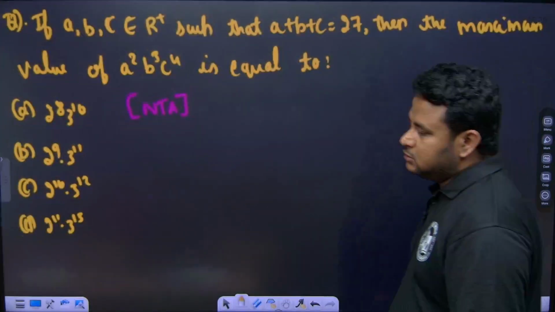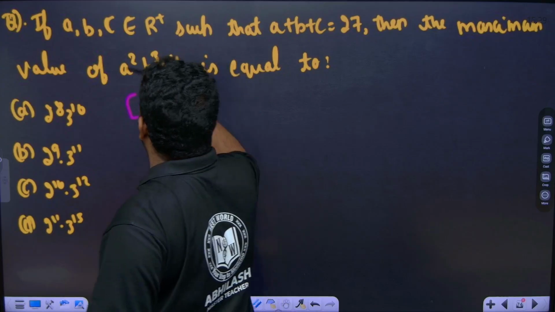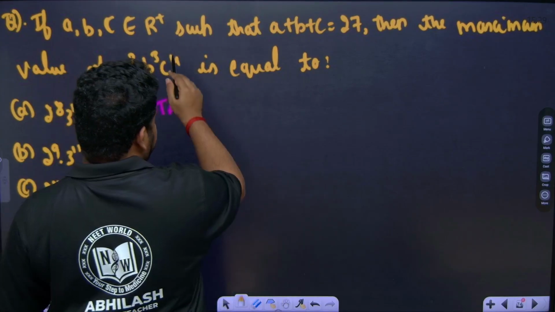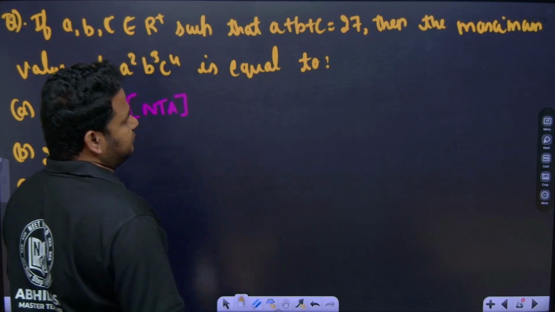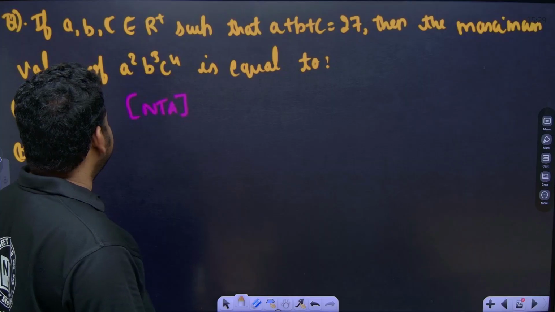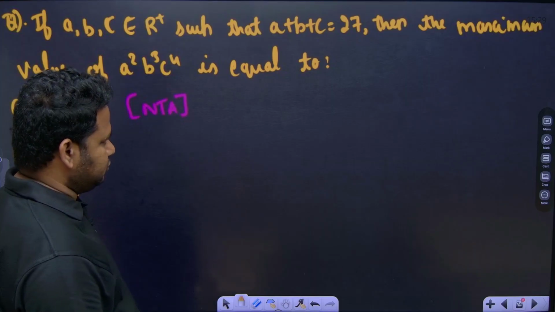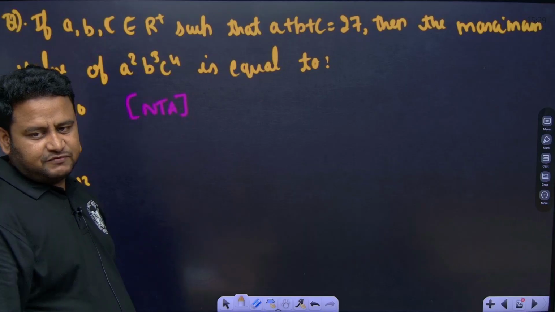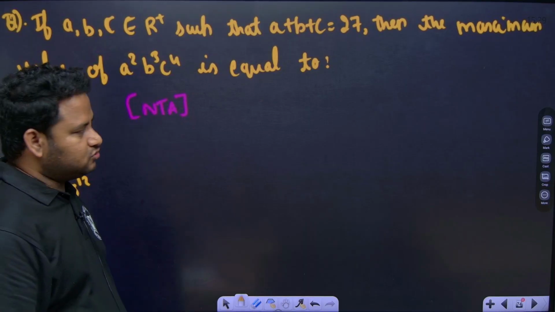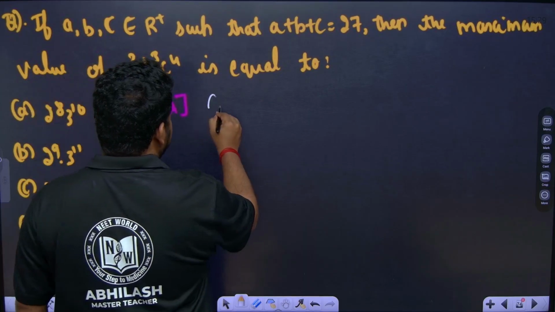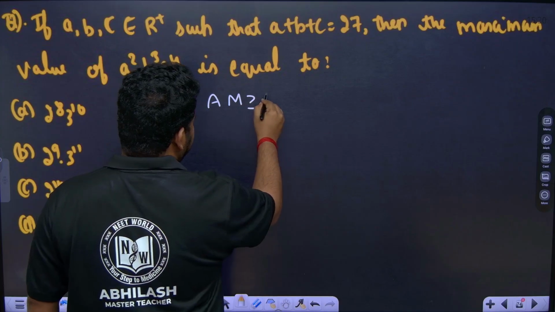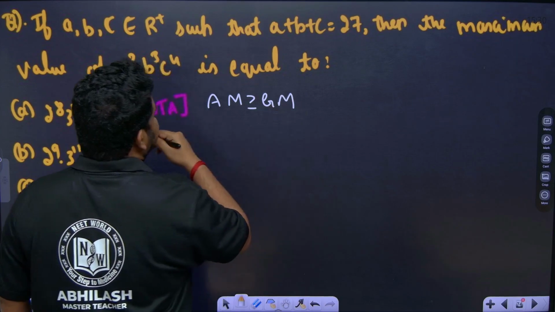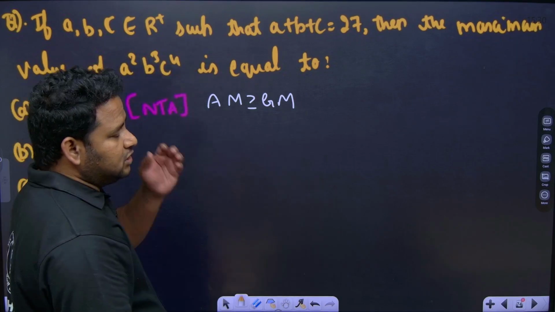Look at this. They are telling, if a, b, c belong to positive real numbers, R plus, such that a plus b plus c is equal to 27, then the maximum value of a square b cube c to the power 4 is equal to. So you will think that they are asking maximum value, we can't apply. Still we can apply. So I will show what we can take: AM is greater than or equal to GM. They have given a plus b plus c is equal to 27.